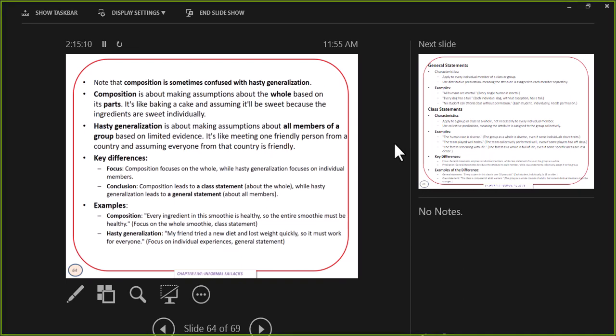How can we tell the difference between composition and hasty generalizations? They are similar in certain features. Both composition and hasty generalization proceed from specific to general. From a specific sample to the general population in hasty generalizations. The same thing is true for composition. From a specific part to the general conclusion. How can we make a distinction?